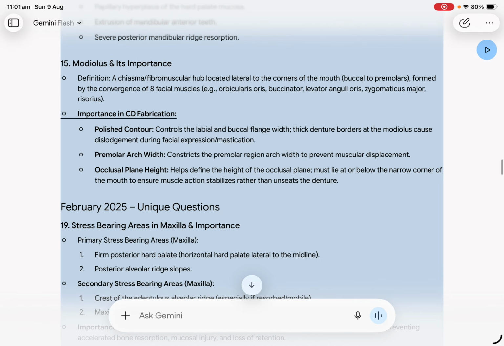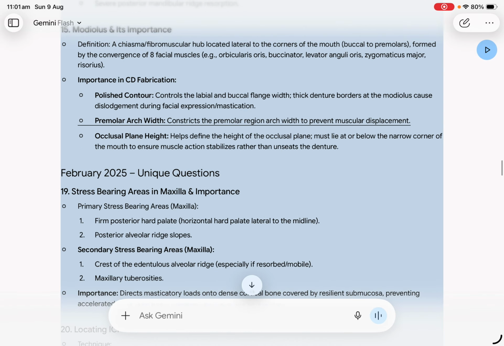Premolar arch width: constricts the premolar region arch width to prevent muscular displacement. Occlusal plane height: helps define the height of the occlusal plane. Must lie at or below the modiolus, the narrow corner of the mouth, to ensure muscle action stabilizes rather than unseats the denture. February 2025. Unique questions.